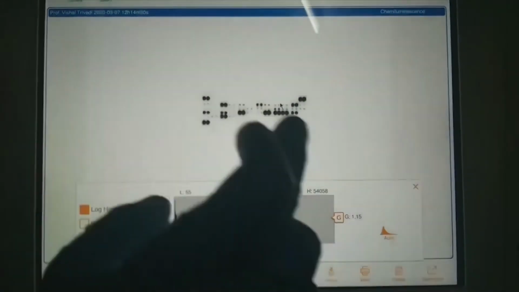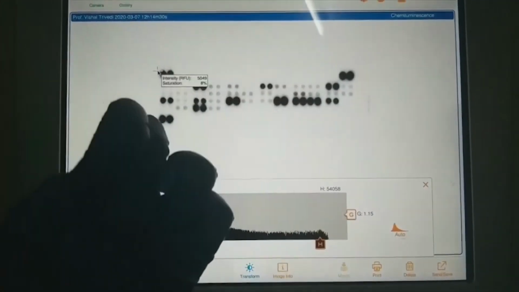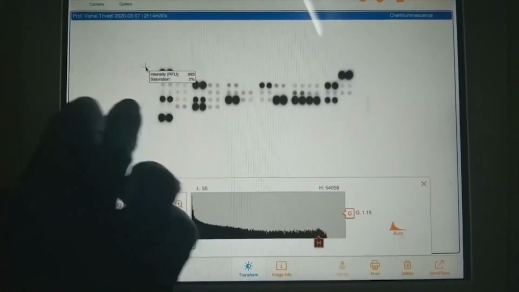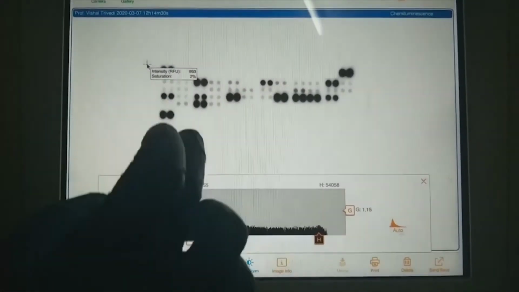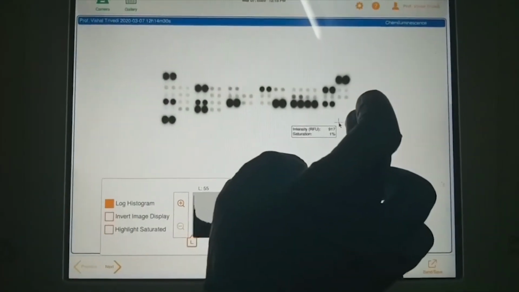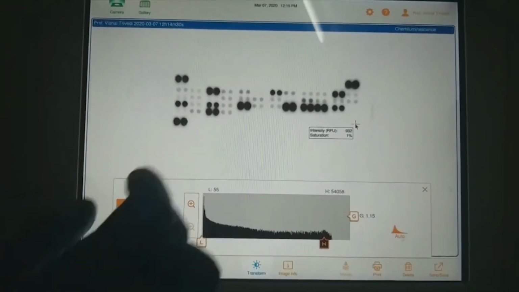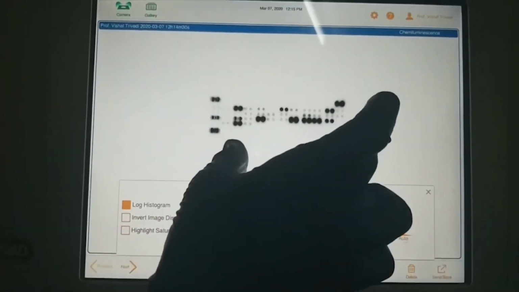So this is the cytokine array. As we can see, each dot represents one cytokine. On the corners, these 3 represent control dots, which we can use for normalization. And here 2 dots we cannot see, that is actually PBS1. So this is the cytokine array.